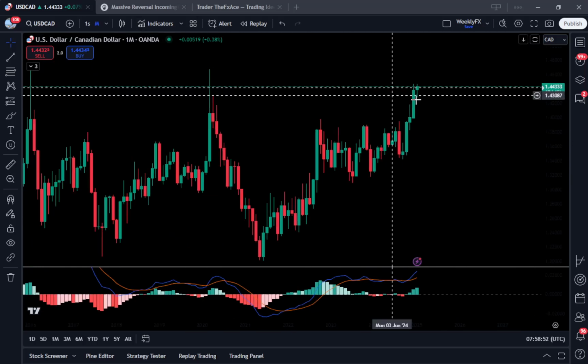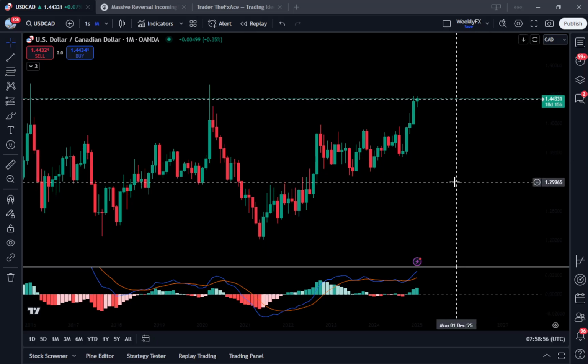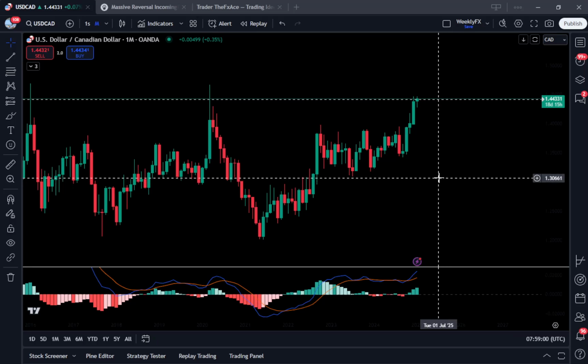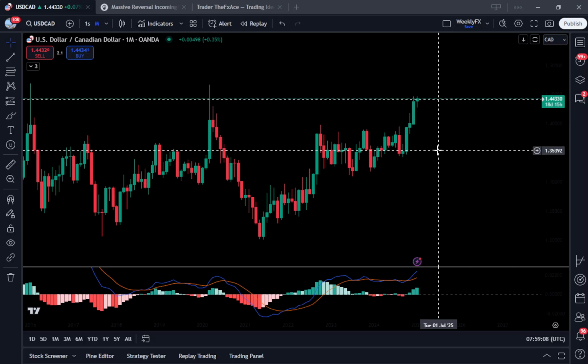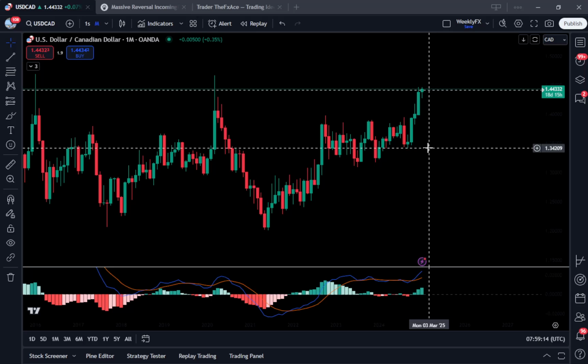So first off, if you're new to my stuff, I take a top-down approach to the markets. I look for areas of interest on the weekly and monthly charts, support, resistance, supply and demand, just areas where there's likely to be a reaction, and there's been a reaction in the past. I then zoom into the lower time frames and look for evidence of price action slowing down, momentum slowing down.